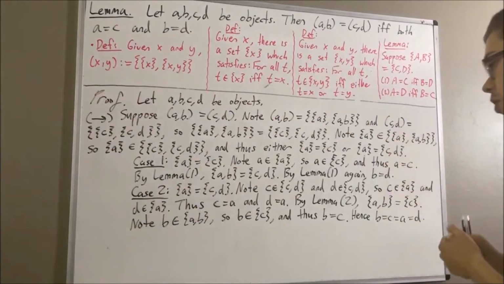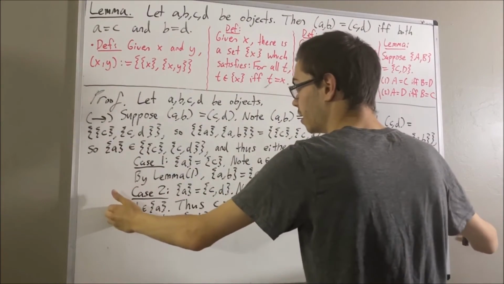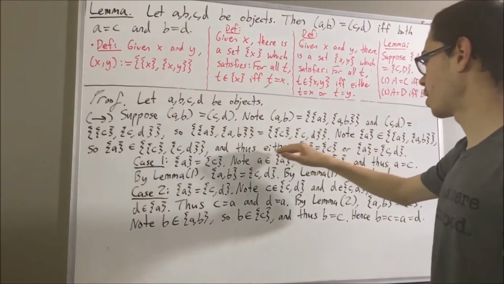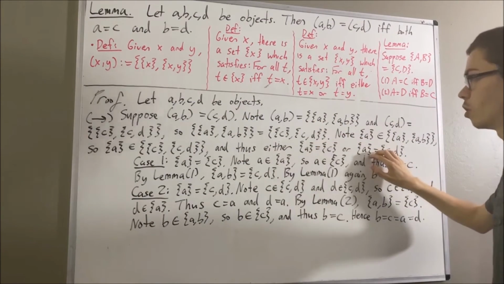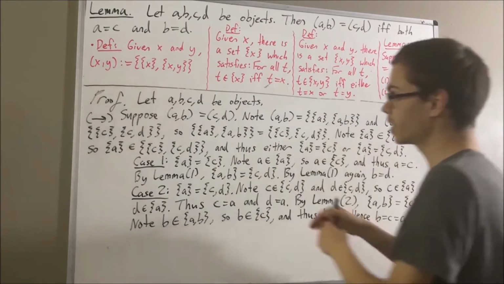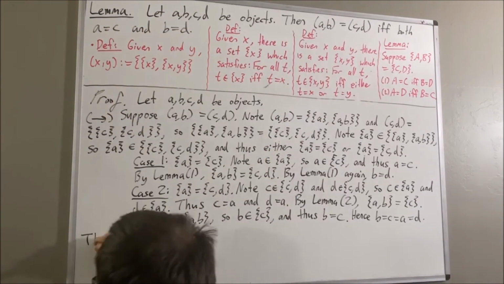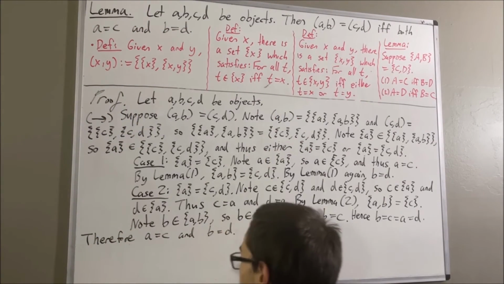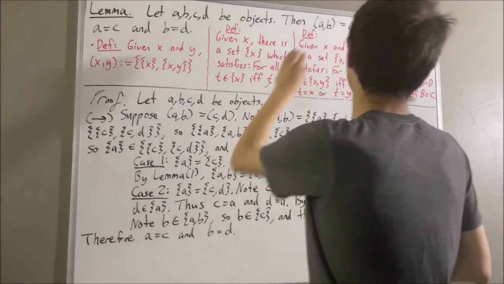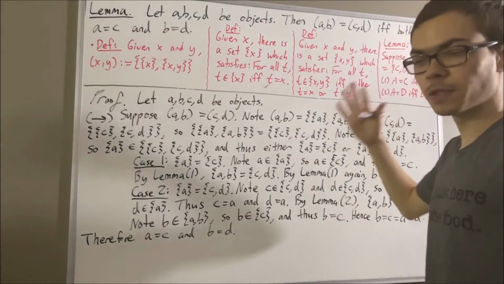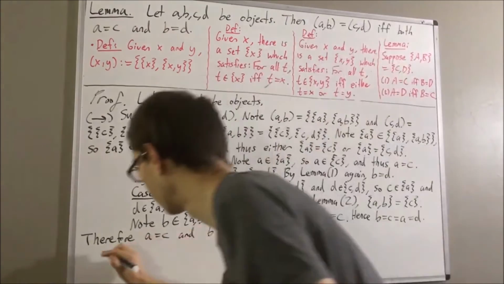So putting this together, we have that in either case, both these things are true. So when we consider that either this is true or this is true, well, no matter which one of those happens to be the case, we have that both A is equal to C and B is equal to D. So we have proven if this is true, then both these things are true. So that proves the forward.